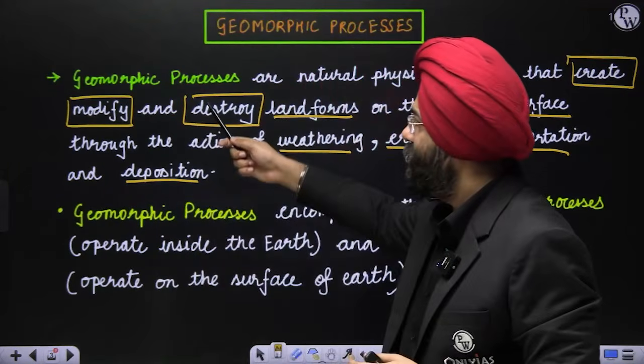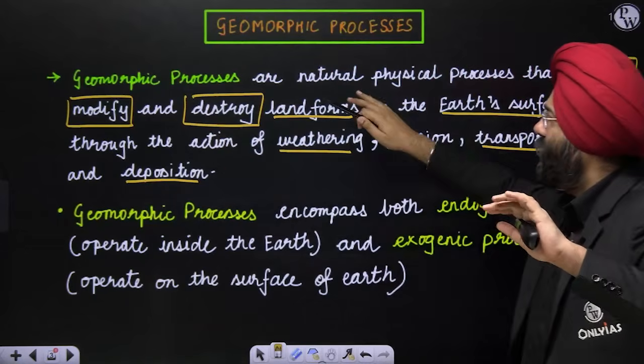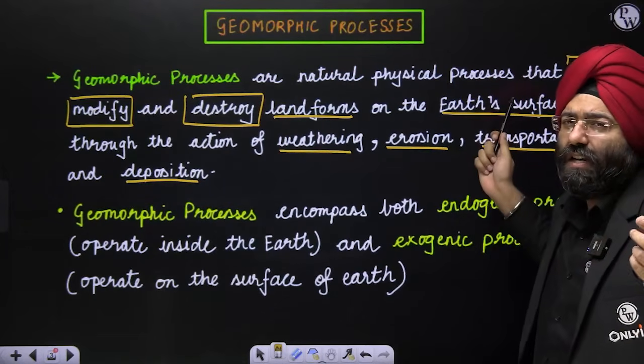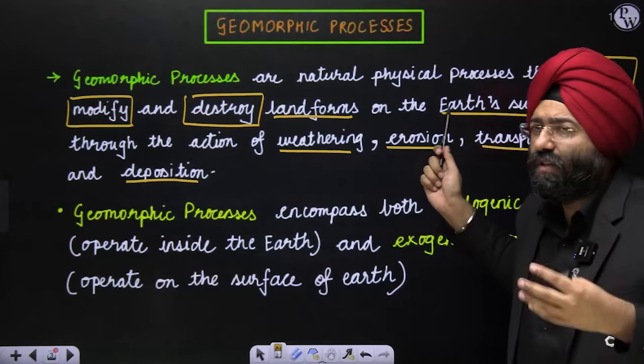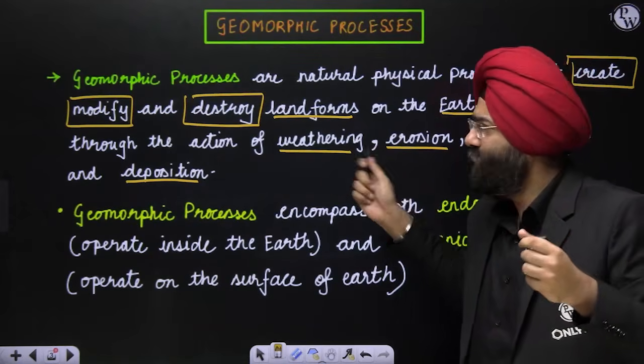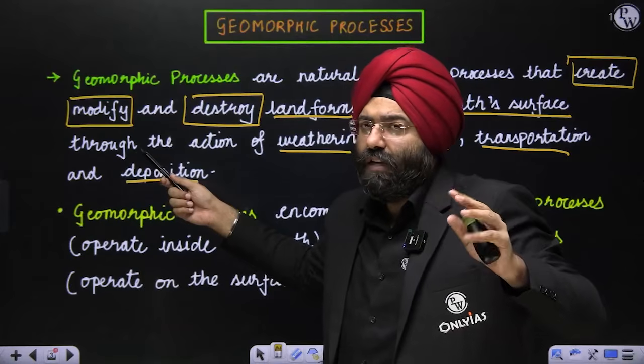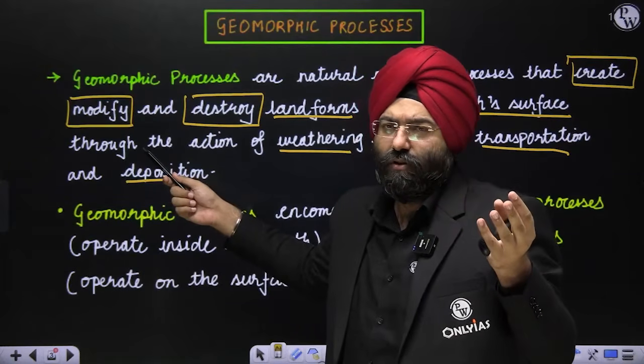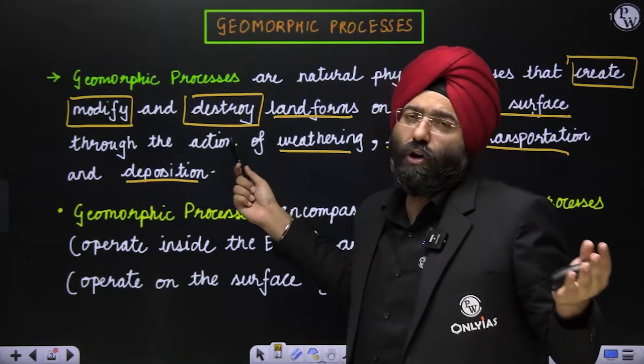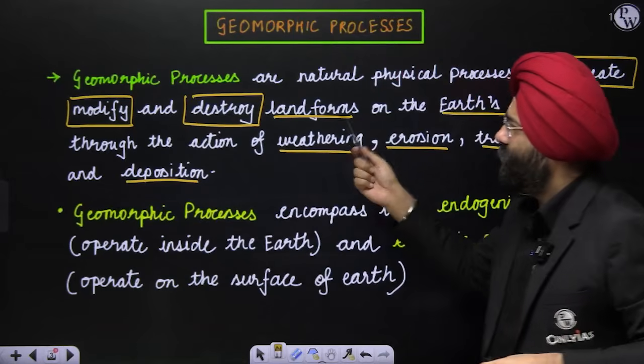That is why geomorphic processes are natural physical processes that create, let us say, all those phenomena and processes that are creating a landform, or modifying it. Now you see there are processes which are eroding, that means they're modifying possibly the shape also, size also, and in a later stage can destroy the landforms also.